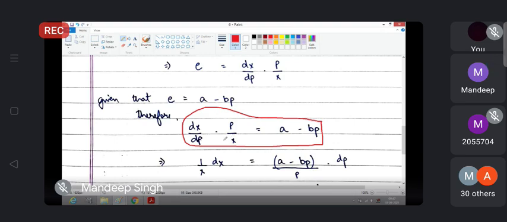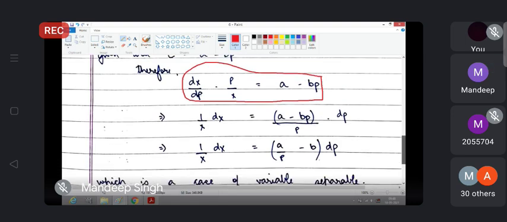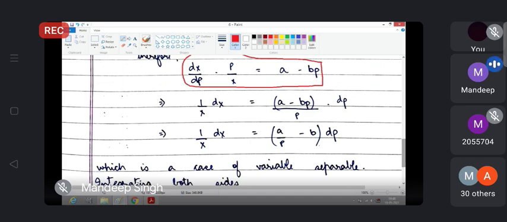Separating the variables, take dp and p to the right hand side. We have 1 over x dx is equal to a minus bp over p into dp. We get a over p minus b into dp, which is a case of variable separable. One x term on the left hand side and p terms on the right hand side.